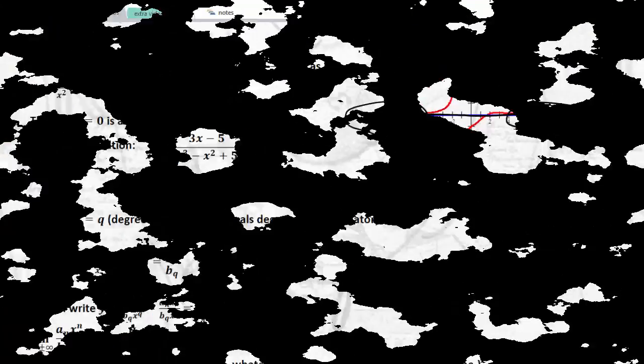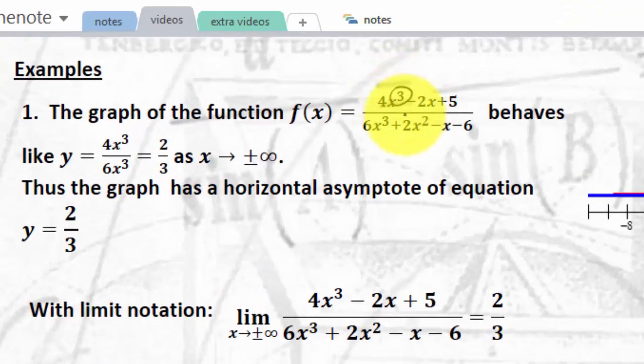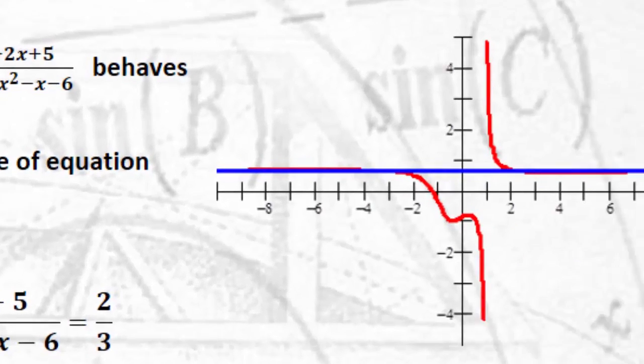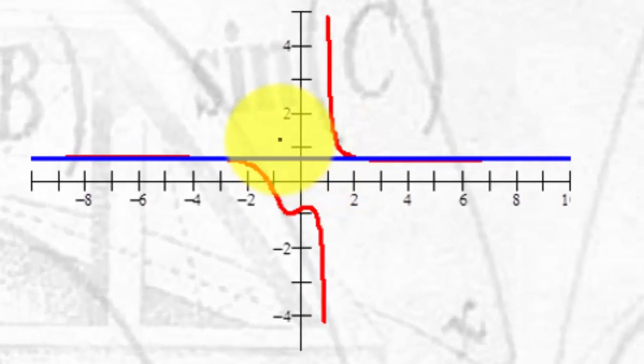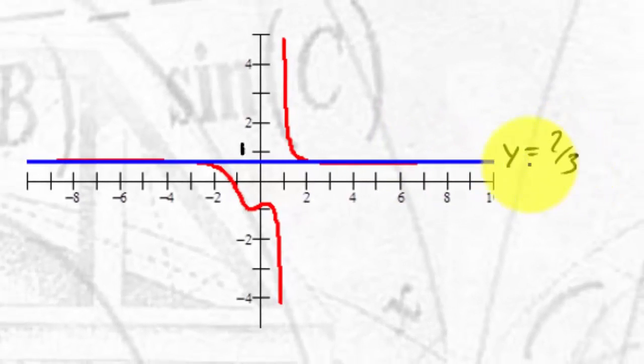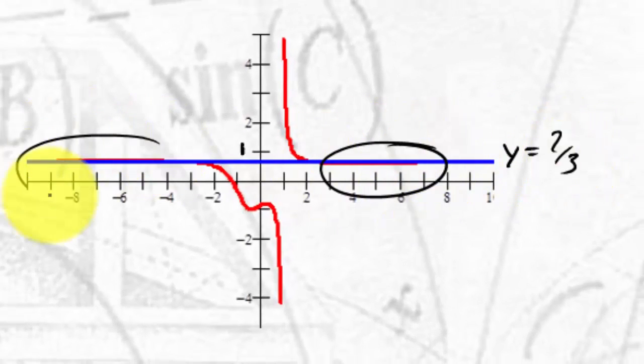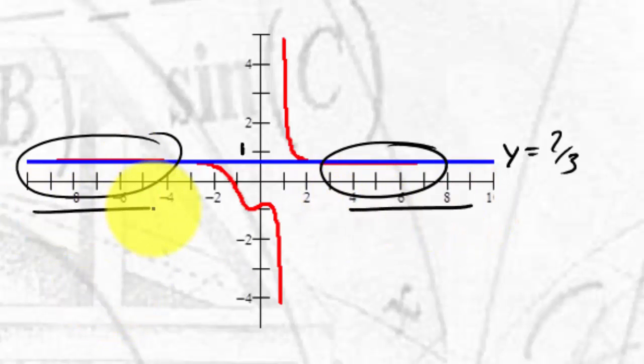Let's look at the second example. So, second example now, look at these 2 degrees. They're the same, okay? So the function is going to behave like 4 over 6 as x approaches plus or minus infinity. 4 over 6 is 2/3. This is the equation of the horizontal asymptote, and you can see this is 1 right here. In blue you have the line y equals 2/3 and the graph coming very, very close to the line. And again, you don't have to be very far for that to be true, okay?